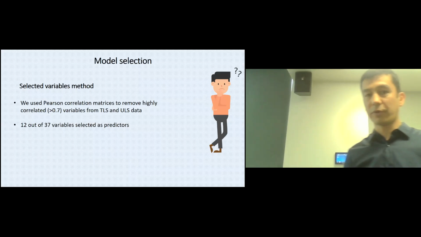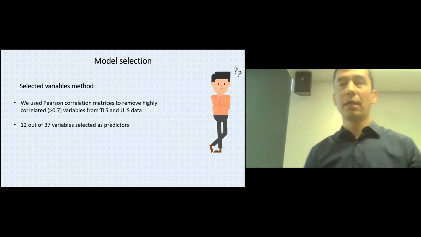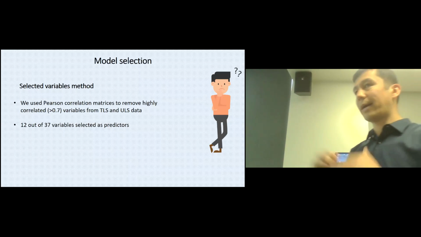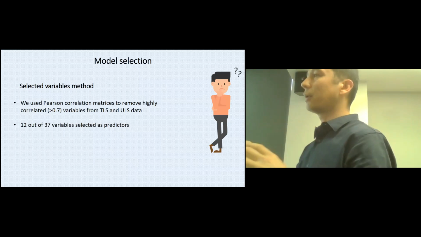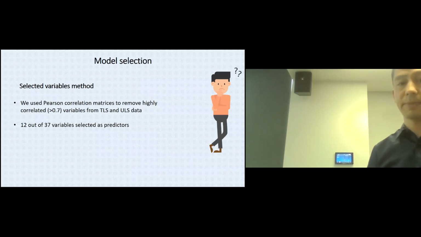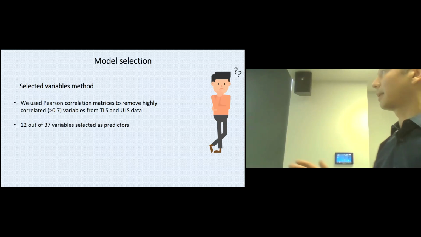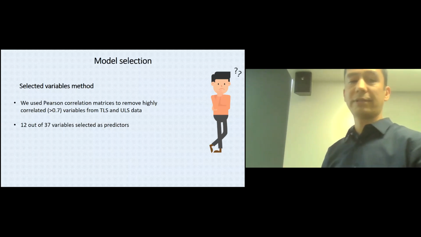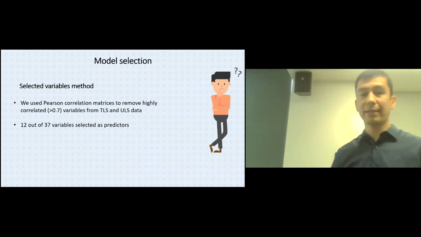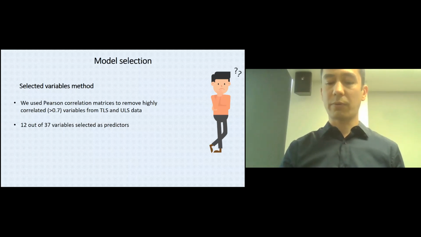For this, we needed to select models. We have 37 variables. We decided to remove highly correlated variables and keep only the more ecologically meaningful variables. We used a Pearson correlation matrix with a correlation threshold of 0.7, and we ended up with 12 out of 37 variables as predictors in our model.